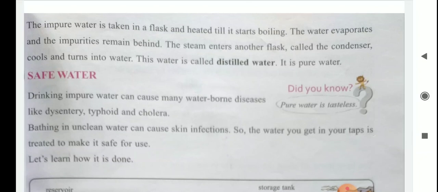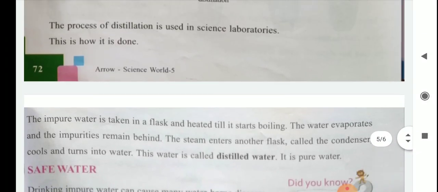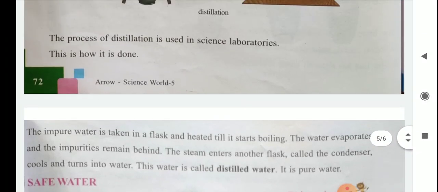The impure water is taken in a flask and heated till it starts boiling. The water evaporates and the impurities remain behind. The steam enters another flask called the condenser, cools and turns into water, and this water is called distilled water. It is pure water. In this way we distill impure water in the science laboratories.